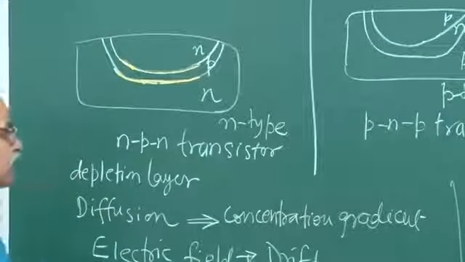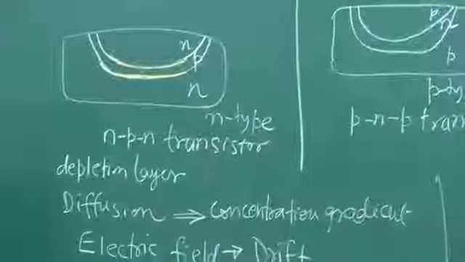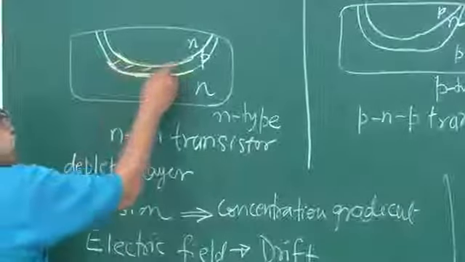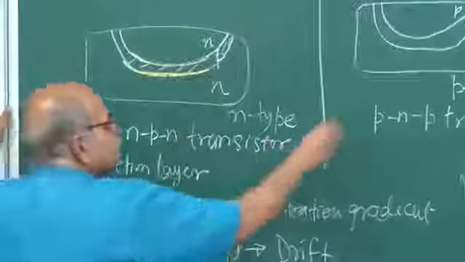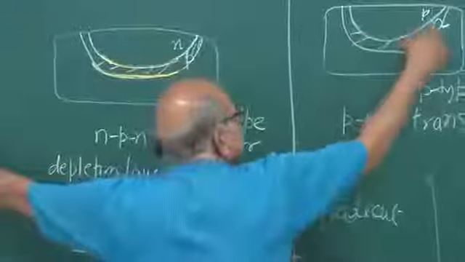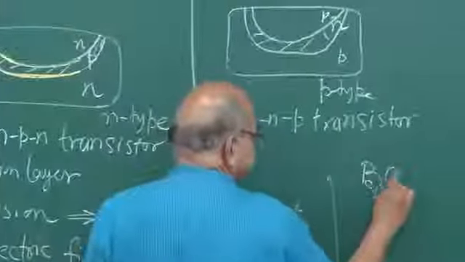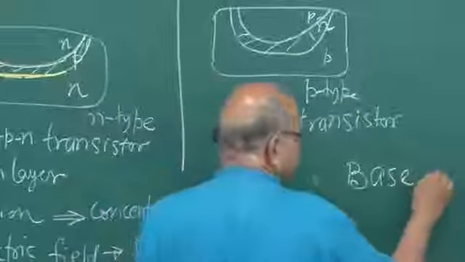Now there are some characteristics or some names first. First some names. This sandwich layer, this region, is called the base. This is called the base of the transistor.